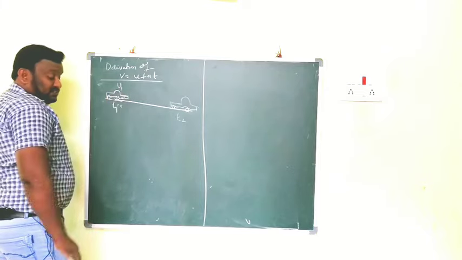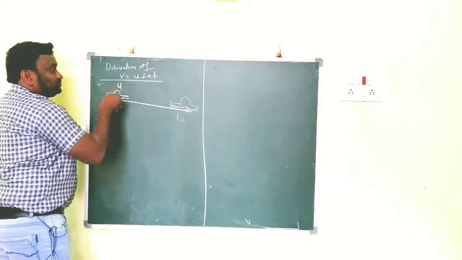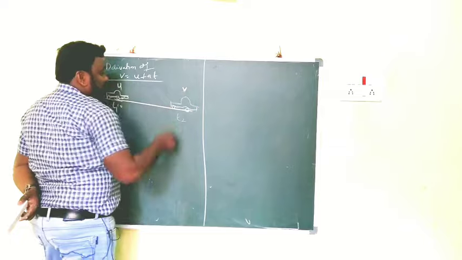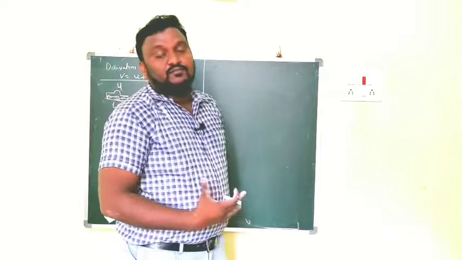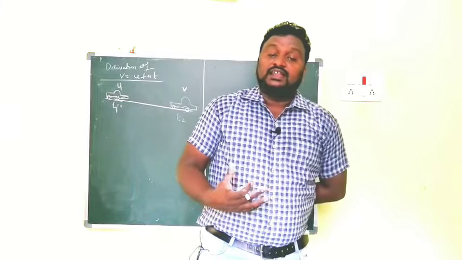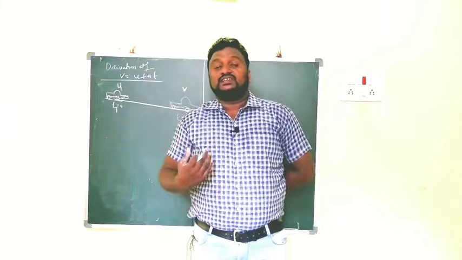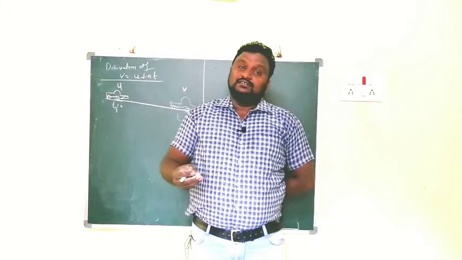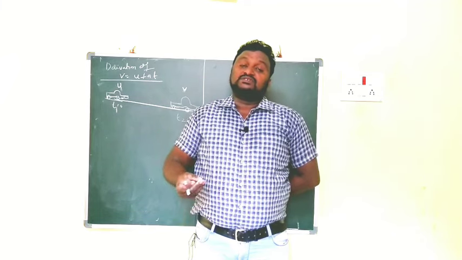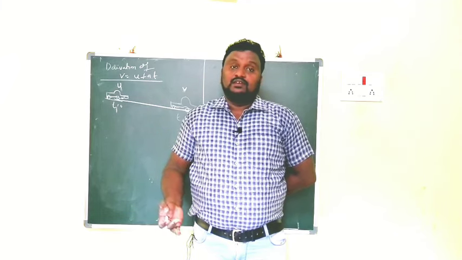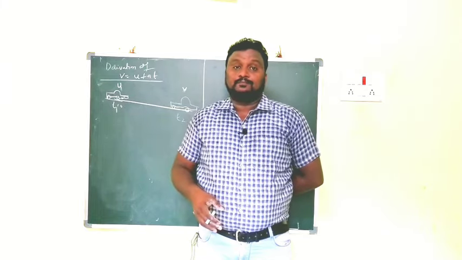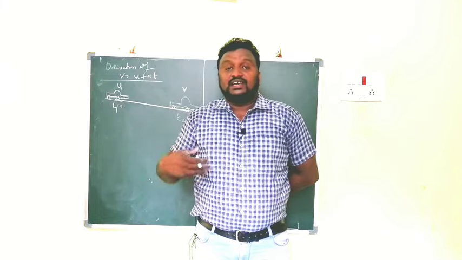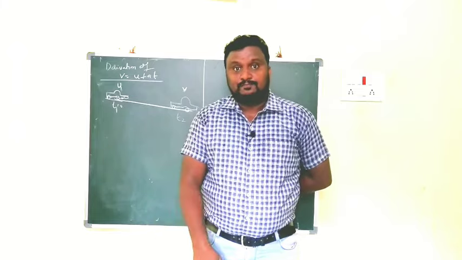The velocity at this point, the initial velocity, is u. And the final velocity is v. That means a vehicle is started, a vehicle is in motion. At the time t1, its initial velocity is u. And after some time, its velocity becomes v. For example, our car started with a velocity of some 20 meters per second. After some time, the velocity may be 100 meters per second.